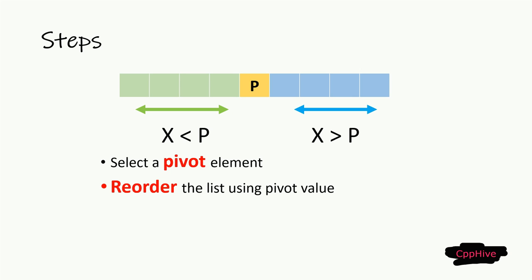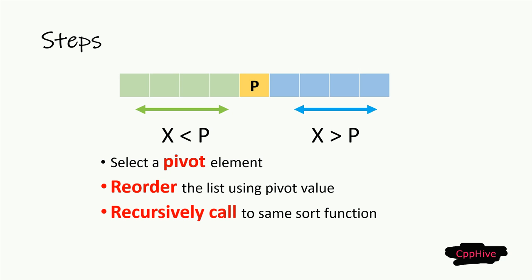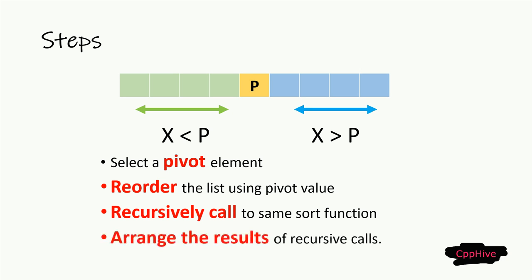In the third step, we make recursive calls to the same sort function with the lower portion and the upper portion of the array. And in the final step, we take the results from the recursive calls and prepend the results from the lower part before the pivot value in the results array, and append the results of the recursive call with the higher part after the pivot value. So these are the basic 4 steps that we are going to follow to implement the quicksort algorithm.